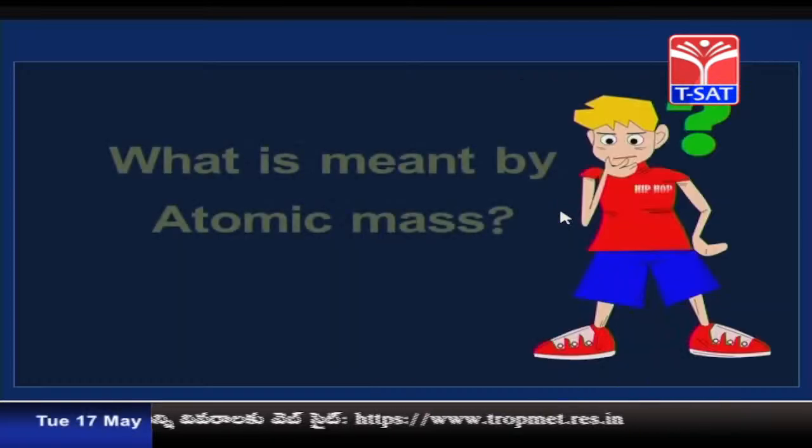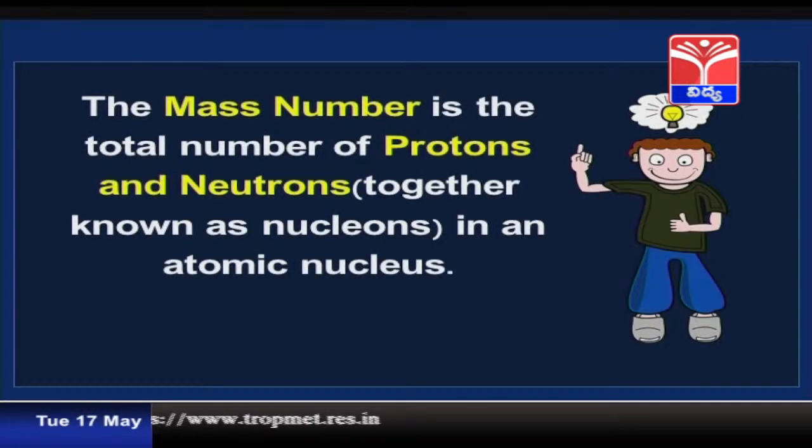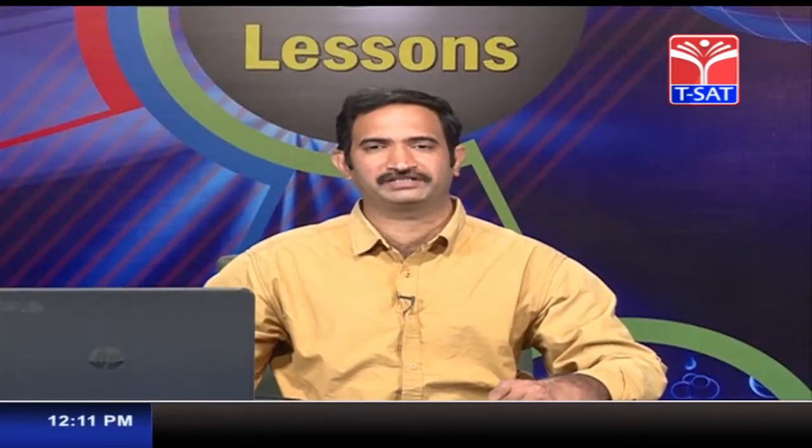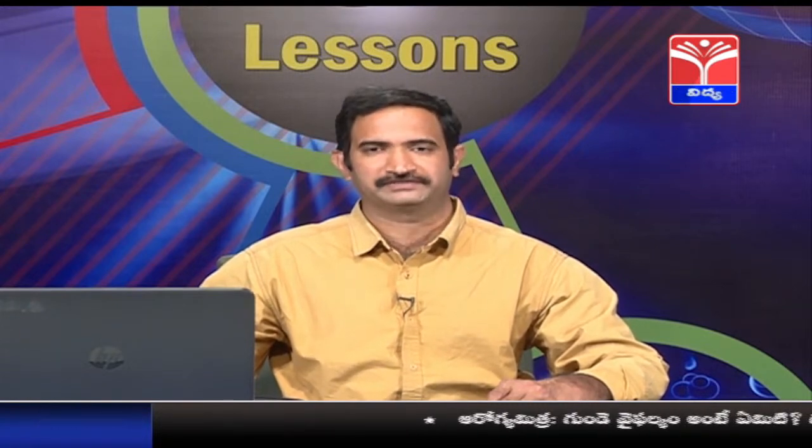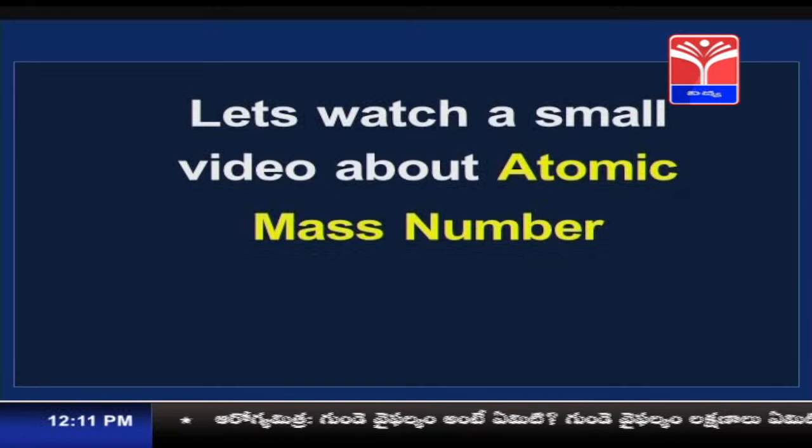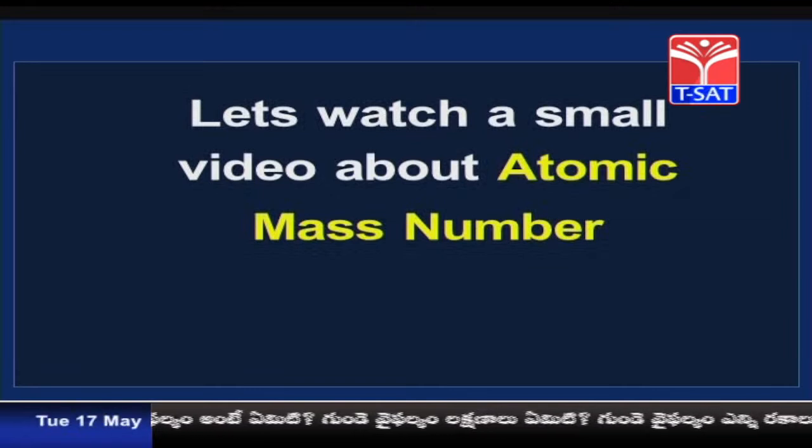Then what is meant by atomic mass? The mass number is the total number of protons and neutrons together, known as nucleons, in an atomic nucleus. Children, mass number is nothing but the sum of total protons and neutrons which are inside the nucleus. Now, let us watch a small video about this atomic mass number.